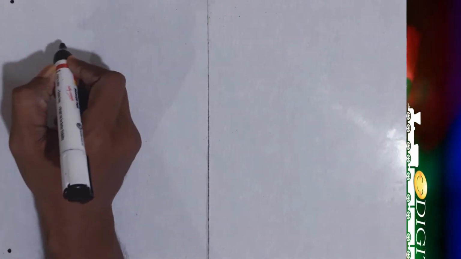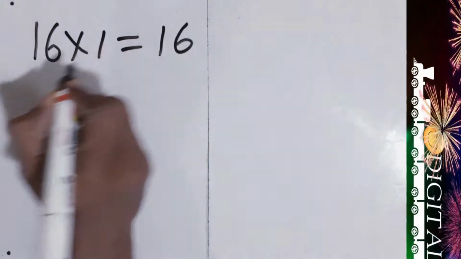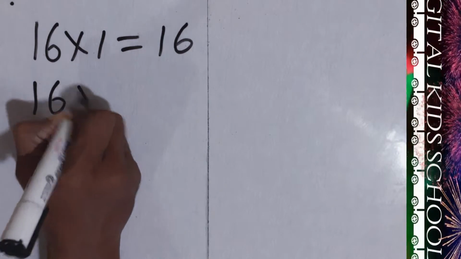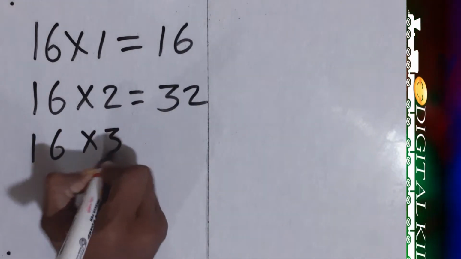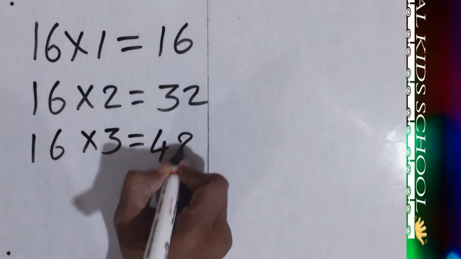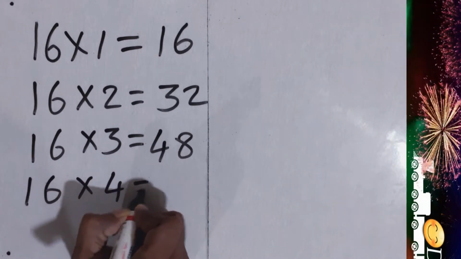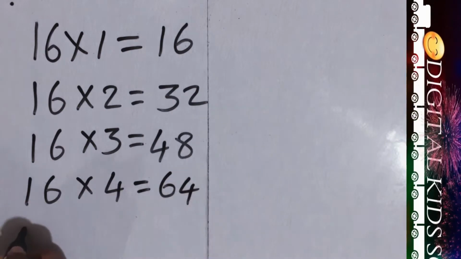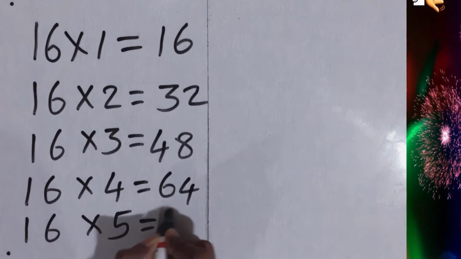Dear students, now we are learning 16th table. 16 1 ja 16. 16 2 ja 32. 16 3 ja 48. 16 4 ja 64. 16 5 ja 80.